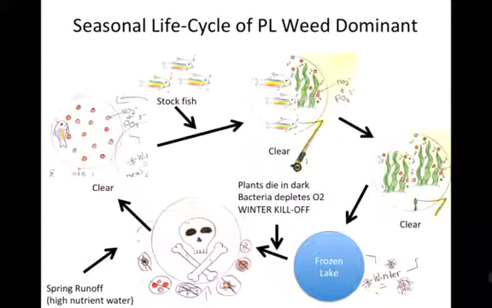So this is a way that this ideal cycle can go off the rails, and I call this type of cycle weed dominant. And we can begin again with spring runoff. This time the water has high nutrient content. And I think this is what we've been experiencing for the past several years, with the exception of this year where we really didn't have much runoff.